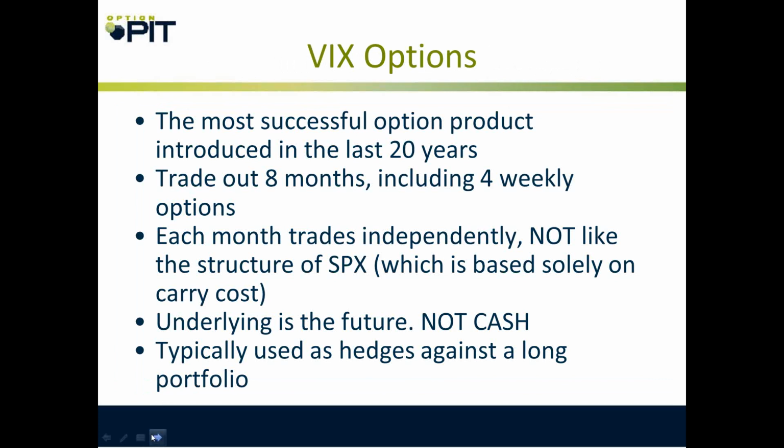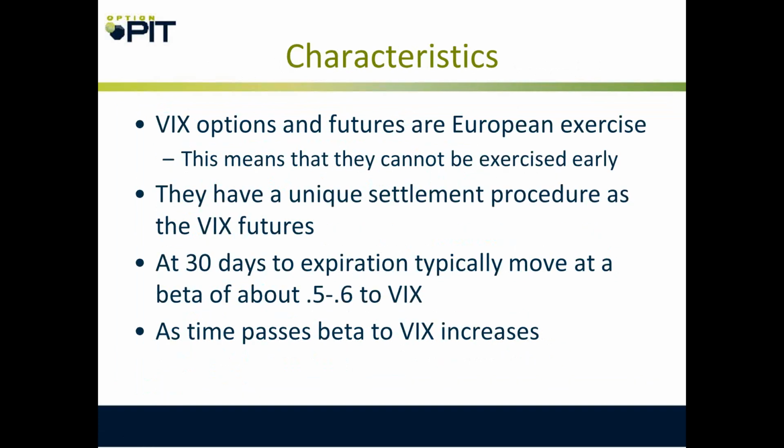So for instance, April has about a week to expire. So the VIX goes up about a point. The April future will go up about 0.8 of a point. The May future will only go up about half a point. May has about 50 days to expire. VIX options and futures are a European exercise. This is why they don't correlate at 100%.